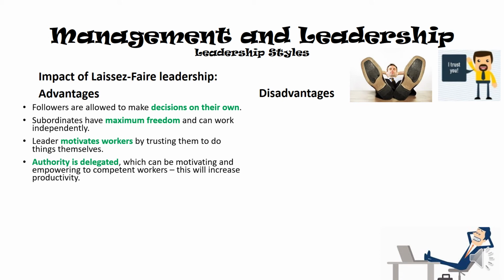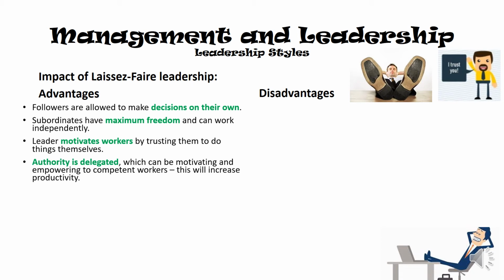Authority is delegated, okay, which again can be motivating to competent workers. So if they feel that you're delegating the task, you're delegating the authority, you're not prescribing to them what they need to do and when they need to do it by and how they're going to need to do their job, again, it is motivating to them.